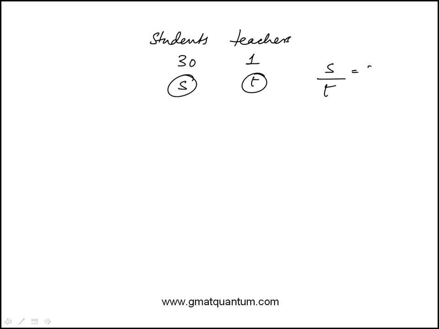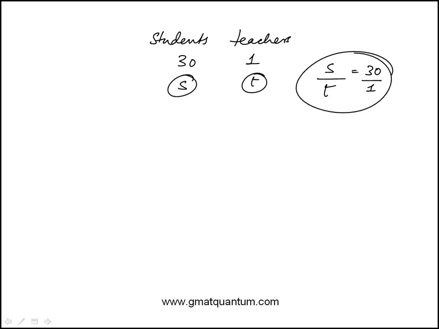So we're told that the current ratio of students to teachers at a certain school is 30 to 1. And I'm going to call S the number of students, T the teachers, so this really means S over T is 30 over 1.